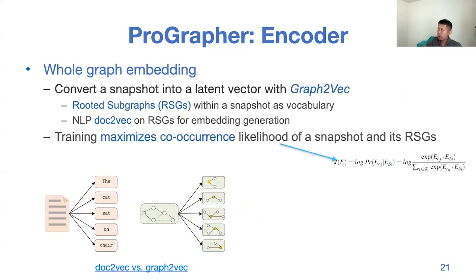The encoder we use is called graph2vec, which is inspired by the NLP domain. In NLP, we have models like doc2vec, which convert a document or article into a vector, and people use that to measure the similarity between documents. We found graph2vec can do a similar thing, basically measuring the similarity between graphs. So we use that.